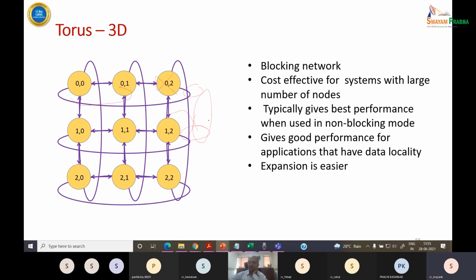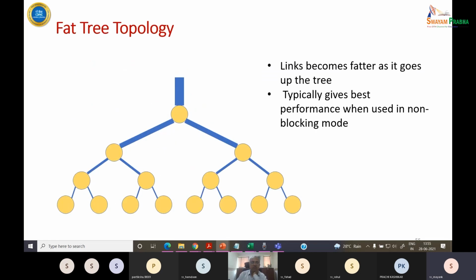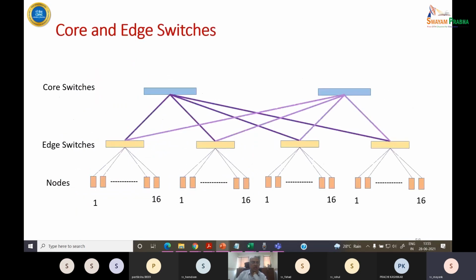Yes, this is right for torus, but in case of the fat tree, if we want to add, we consider that we are adding to the leaf nodes. If we want to add somewhere in between, what will we do? No, no, see, it is like this. Here, these are only the nodes. Nodes are always here. But suppose we want to add edge switches.